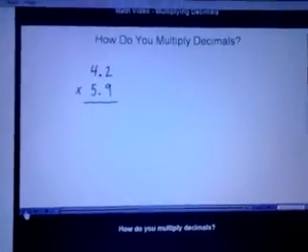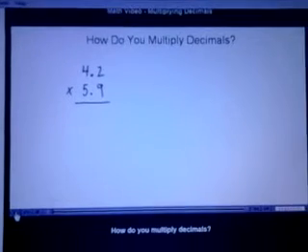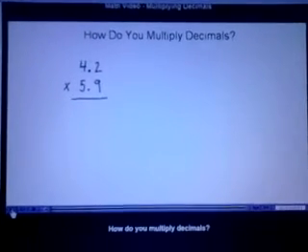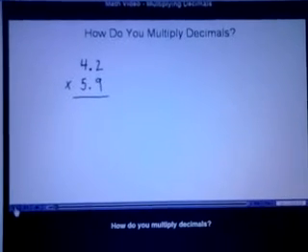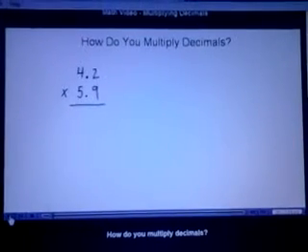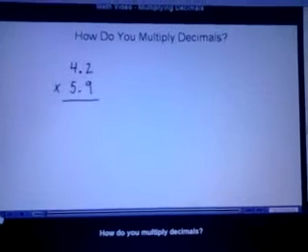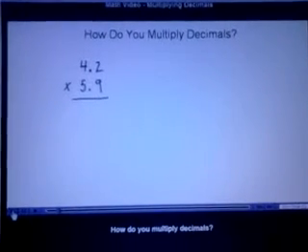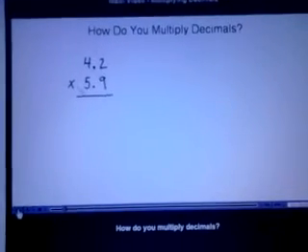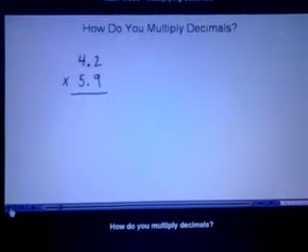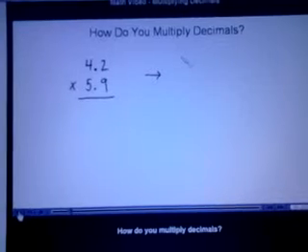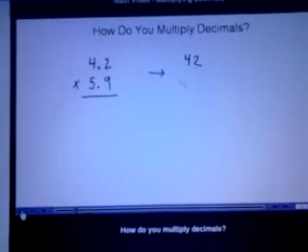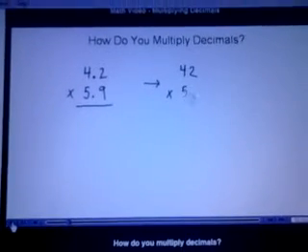Decimals. Well, let's look at the problem 4.2 times 5.9. The easiest way to multiply decimals is to actually ignore the decimal point. What we want to do at first is just concentrate on getting the right digits in our answer. So we're going to treat this just like whole number multiplication. We can think of this problem as 42 times 59.